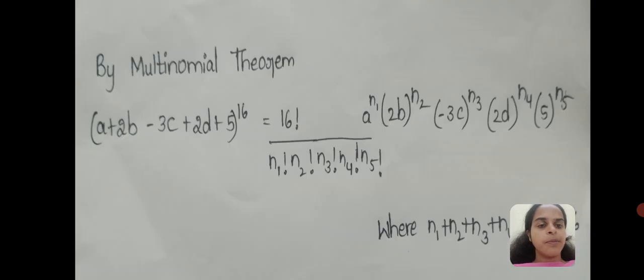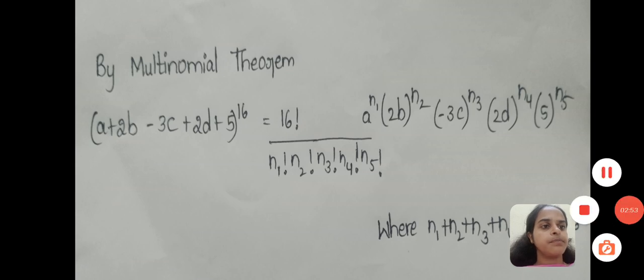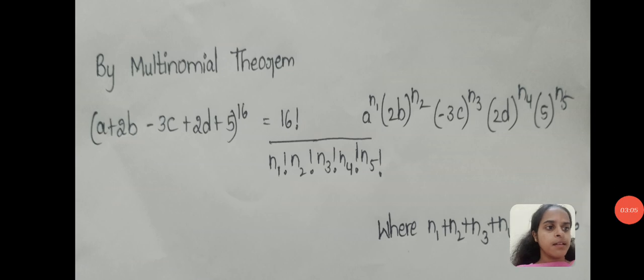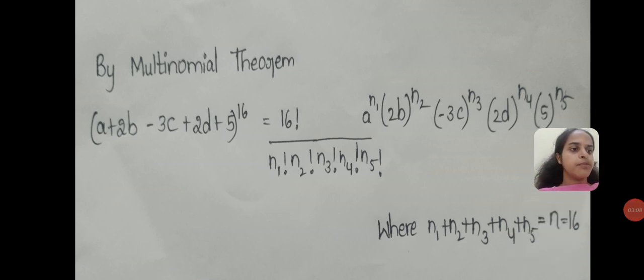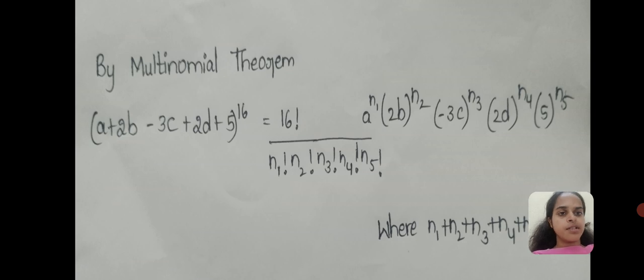By the multinomial theorem, (a + 2b - 3c + 2d + 5) to the power 16 equals 16 factorial divided by n1 factorial times n2 factorial times n3 factorial times n4 factorial times n5 factorial, times a to the power n1, times (2b) to the power n2, (-3c) to the power n3, (2d) to the power n4, 5 to the power n5, where n1 + n2 + n3 + n4 + n5 = 16.